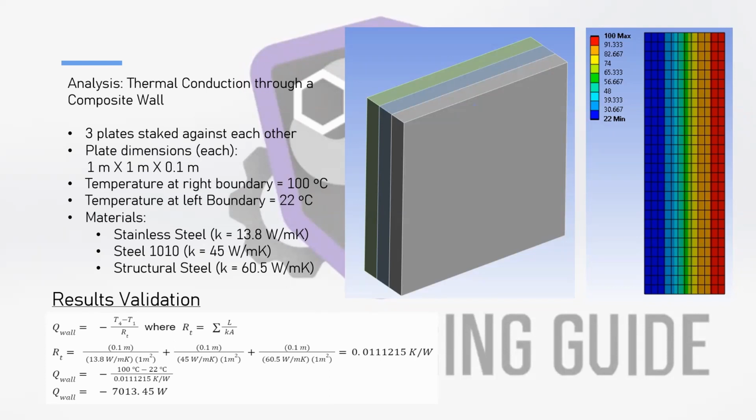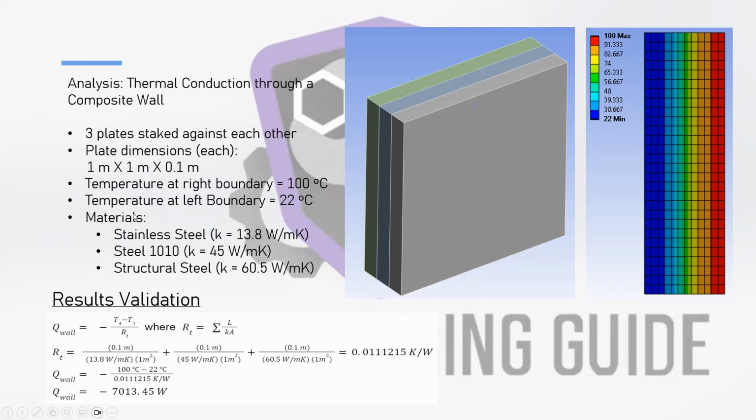We are going to be doing the thermal conduction through a composite wall. We are going to have 3 plates stacked up against one another, which is analogous to 3 resistors in series with one another. Each plate is going to have a dimension of 1 meter by 1 meter by 0.1 meter. And the temperature at the right boundary over here is going to be 100 degrees Celsius. And the temperature on the left boundary over here is going to be 22 degrees Celsius. And no, we do not need to specify the temperatures in the middle here. Ansys is going to calculate that based on our external boundary conditions and the thermal resistances of each of the plates.